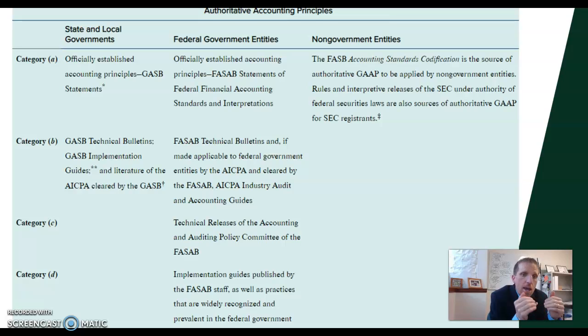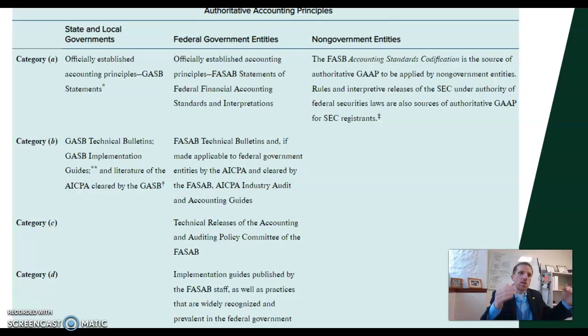In Category A, that's just that high level, the highest level of authority that we have, Tier 1 authority. So the most important thing for state and local governments is following GASB. For federal government entities, it's FASB, right? The statements of federal financial accounting standards, okay?